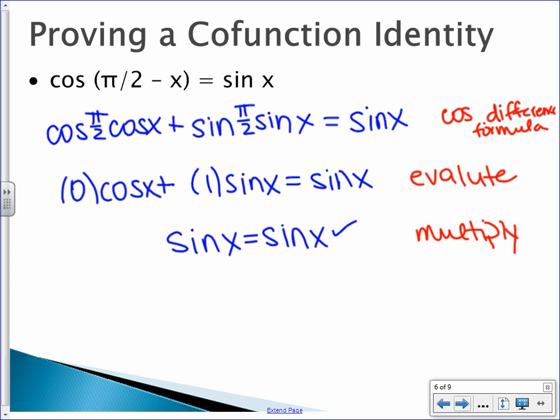Okay? So these are actually kind of nice, because all you have to do is apply that formula and then simplify it, and you're done. So these identities are a little more straightforward to verify when you get to use that sum or difference formula. All right, two more examples. We're almost there.